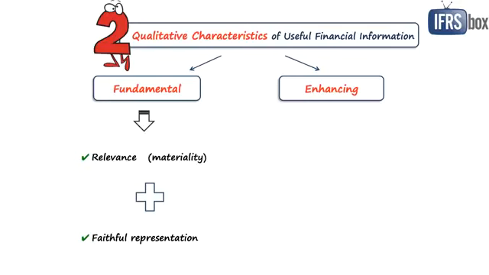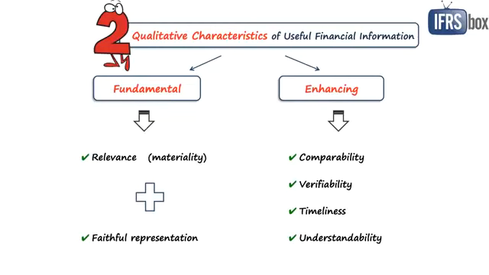Enhancing characteristics are comparability, so information should be comparable between different entities or time periods. Then verifiability, independent and knowledgeable observers are able to verify the information. Timeliness, information is available in time to influence the decisions of users. And understandability, so the information shall be classified and presented clearly and concisely. And enhancing characteristics shall be applied to the maximum possible extent.